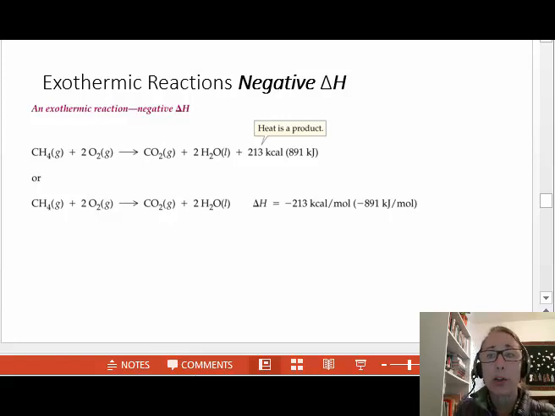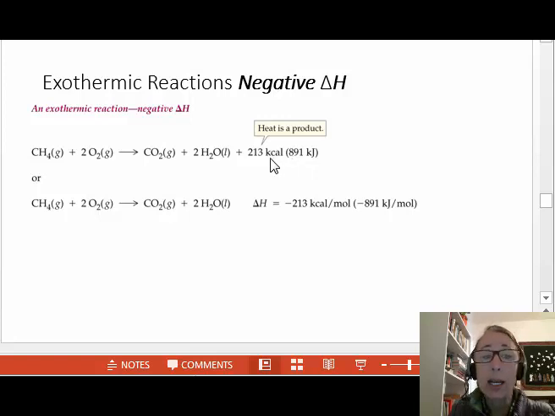Let's look at how we express enthalpy for a chemical reaction. An example of an exothermic chemical reaction is the combustion of methane. 1 mole of methane reacts with 2 moles of oxygen to produce 1 mole of carbon dioxide, 2 moles of water, and 891 kilojoules of heat. We know from our everyday experience that burning is an exothermic reaction which releases or produces heat.